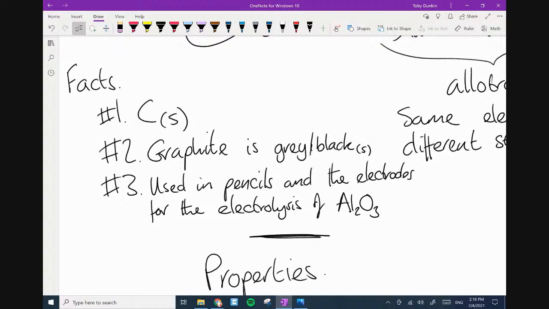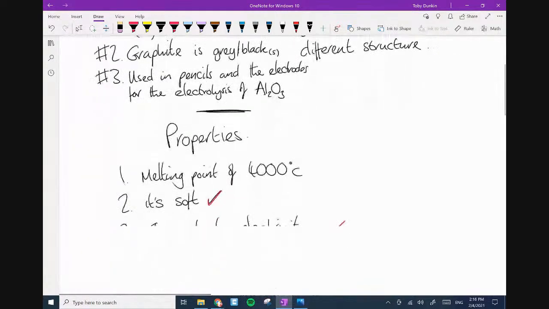When diamond has light shone on it, all the electrons are in bonds, so they can't absorb the visible light, so it's completely see-through and colorless. Graphite is used in pencils because it's soft, and in electrodes because it conducts electricity.